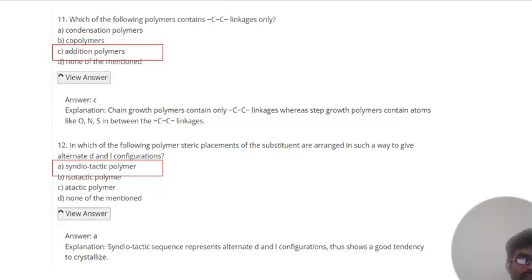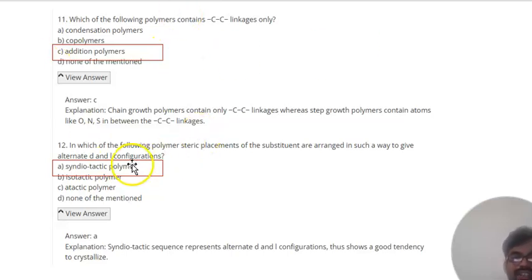Now you can move on to another important bit. Which of the following polymers contain carbon-carbon single bond linkage only? Addition polymerization is the best example, and the answer is C. Here the explanation is given: carbon-carbon single linkage only is seen in addition polymerization.